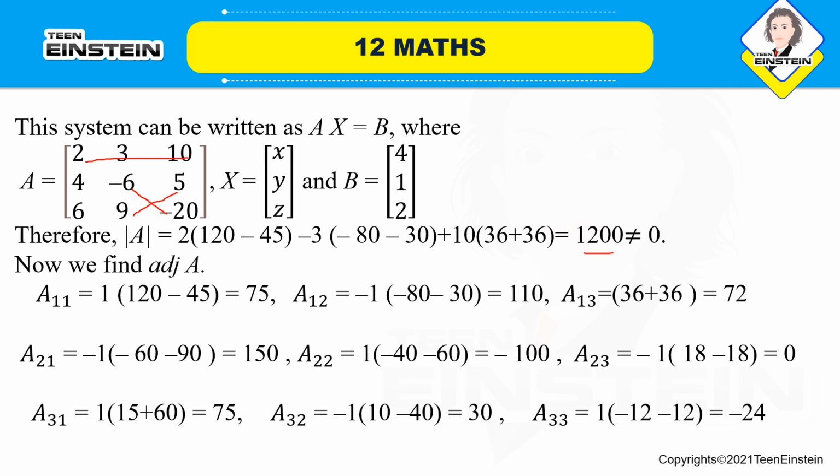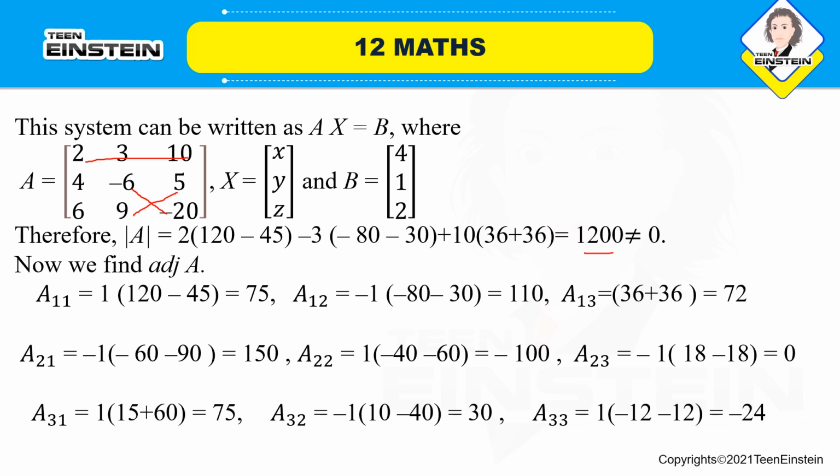Cofactor of small a21 is capital A21. This is minus 1 into minus 60 minus 90. So 150. Cofactor of small a22 is capital A22. So this is 1 into minus 40 minus 60, minus 100. Cofactor of small a23 is capital A23. So this is minus 1 into 18 minus 18, 0. Cofactor of small a31 is capital A31. This is 1 into 15 plus 60, it is 75.